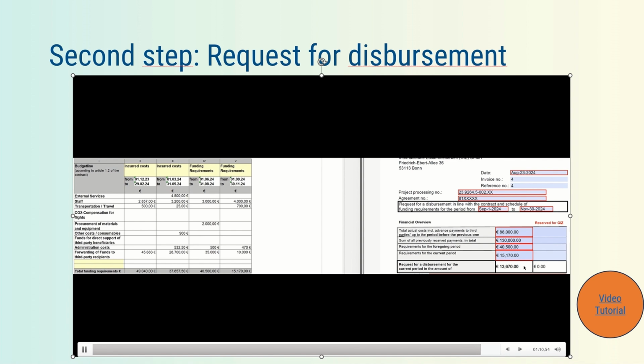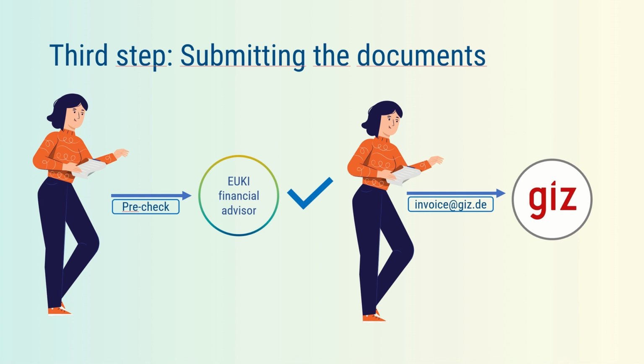Sometimes Mara finds it difficult to fill out and understand this overview correctly. So she still regularly checks out our detailed tutorials on how to prepare a request for disbursement. Now Mara has prepared her request for disbursement. As the third step, Mara can send both the schedule and the request to her EUKI financial advisor for a pre-check. Only after the documents have been checked by the EUKI financial advisor can they be submitted together to GIZ headquarters via the invoice@GIZ email address. Please always put your EUKI financial advisor in copy when submitting the documents and communicating with the GIZ finance department.